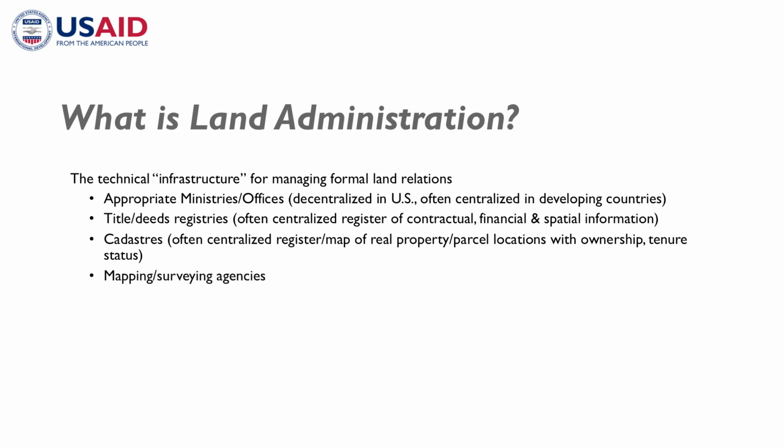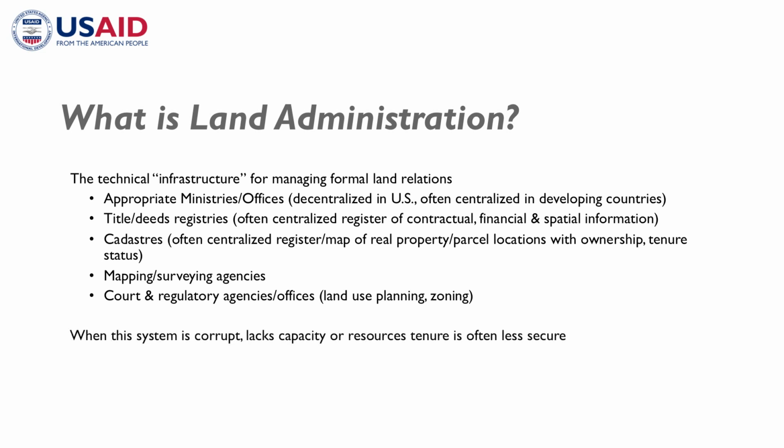Whether they have good capacity or low capacity is a different question, but mapping and surveying agencies can help define boundaries of individual land or communal land and identify other areas in the country that need to be cordoned off from either farming or homeowning. And then the court system, of course, is part of the formal land administration system. The important thing to say here is that when these systems lack capacity or they're corrupt, your tenure security will almost certainly become weaker. You're not going to feel as secure if you don't trust the system.